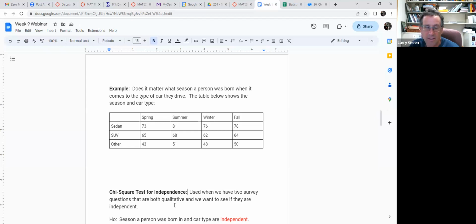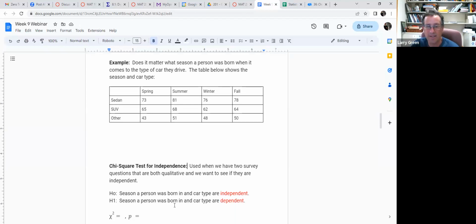Okay, so here's H naught and here's H1. H naught is: season a person was born in and car type are independent. Notice that word independent. If I highlight it in red, what's going to happen if you do not put the word independent when you're doing a test for independence, let's say on the exam? Yeah, point deduction. You don't want deducted points, so make sure that you get the right wording in.